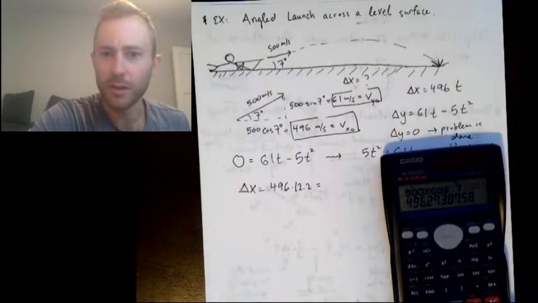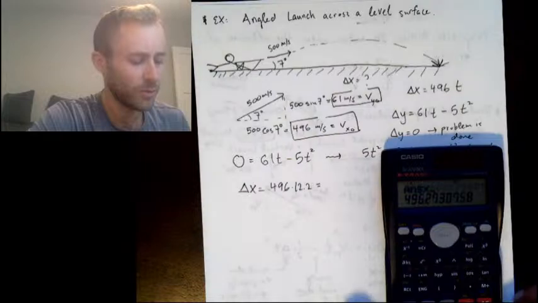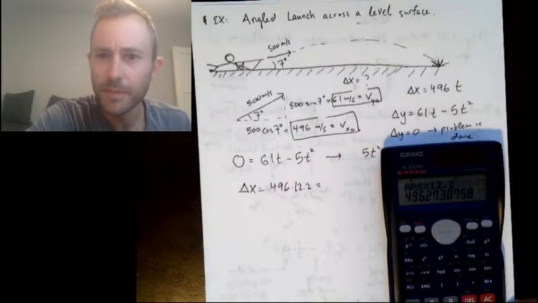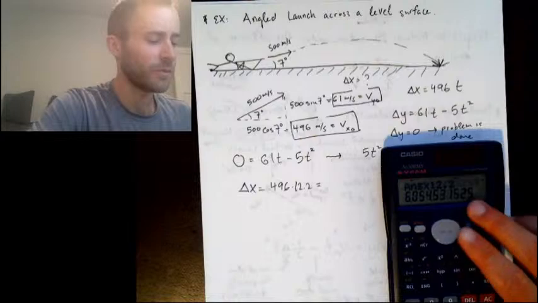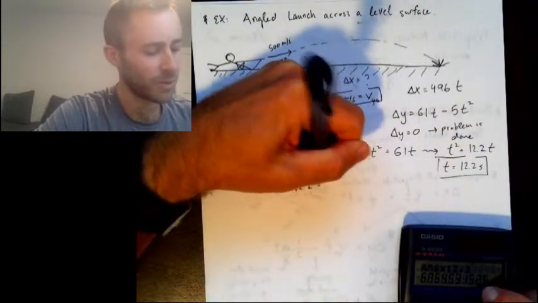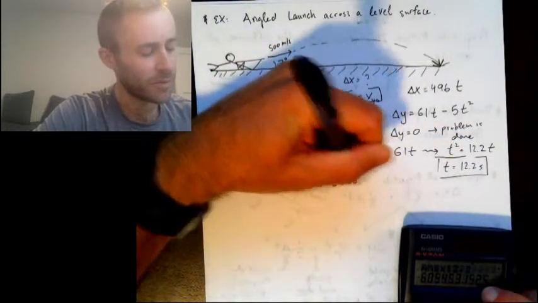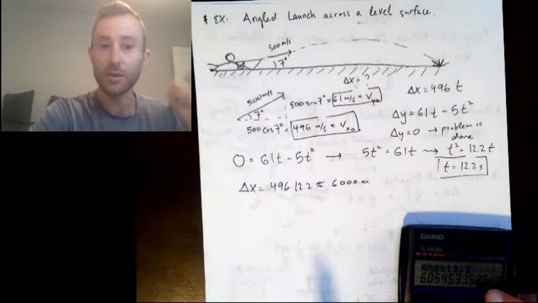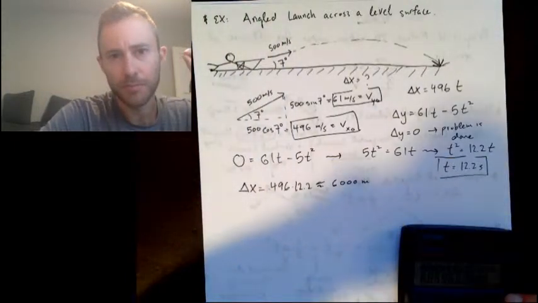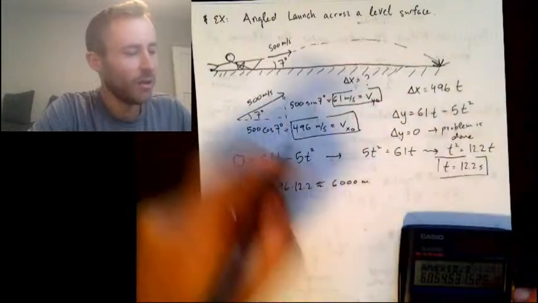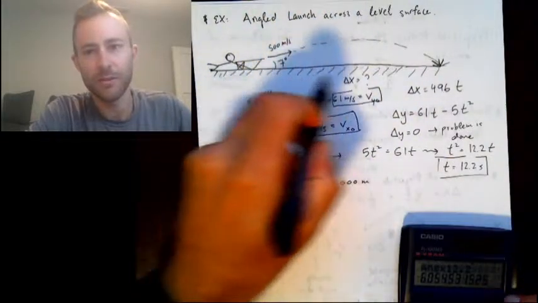So I have 496 times 12.2 equals 6,054. So I'm just going to say roughly 6,000 meters, which is 6 kilometers. Okay. So that's an example of an angled launch across a level surface.